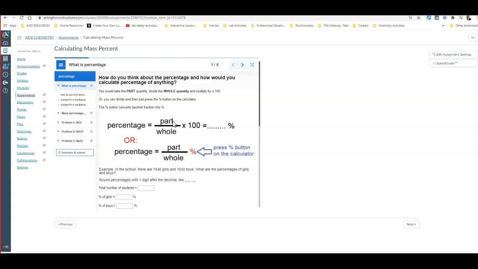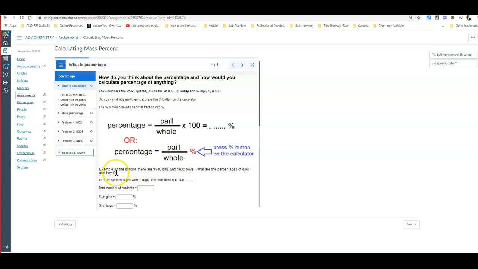Like the example I gave, you have a quiz, a test, with 13 questions. That is the whole. And then 9 is the part, because 9 is part of 13. So 9 is out of 13. So the formula is simply you divide the part by the whole and you multiply by 100.